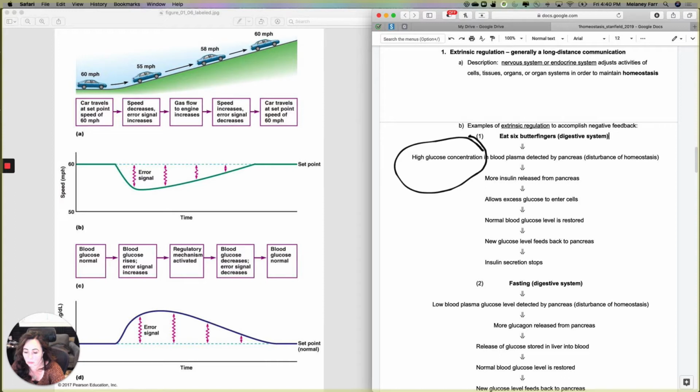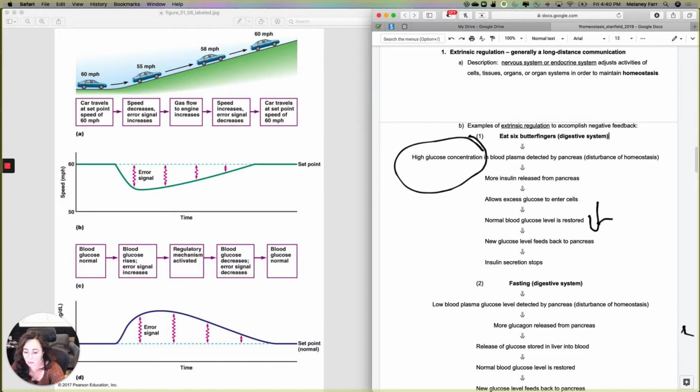So what happened is the high glucose concentration would cause the endocrine system specifically to release more insulin, a hormone, from the pancreas. And insulin goes into the bloodstream and it allows the excess glucose to enter into most cells in your body. And so what that does is takes the glucose concentration, which was high in the blood plasma or the extracellular fluid, and brings it back down. And the normal blood glucose is restored as the blood glucose level goes back down.